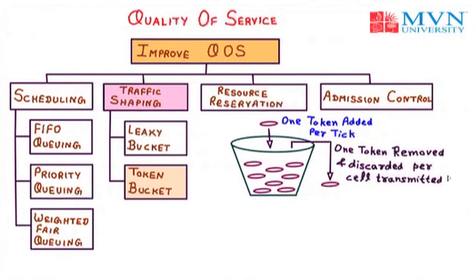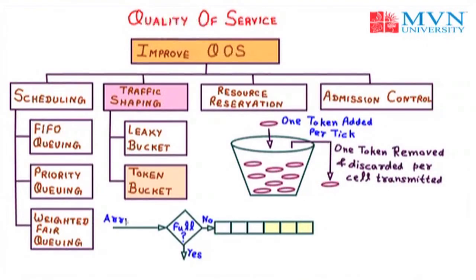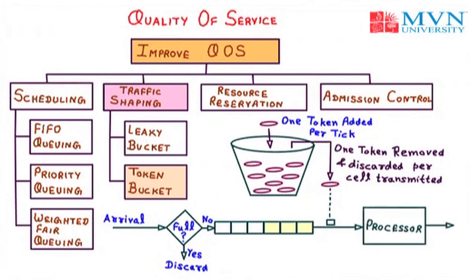Now that discarded token can be added to the particular queue which we have discussed in the scheduling. Now we will add the scheduling queue. First the packet will arrive at the queue. We will check whether the queue is full or not. If the queue is full, in that case we will discard the packet. Otherwise we will send the packet to the queue, and one token per tick is removed, and that will be added after the queue. And after adding that token to the queue, we will send it to the processor, and the processor will process the packet and depart the packet. AD stands for departure. So that is all about the token bucket.